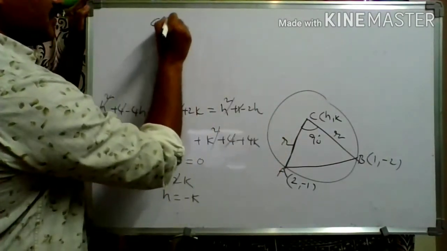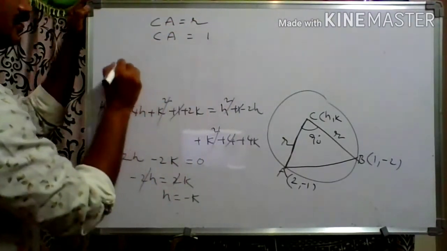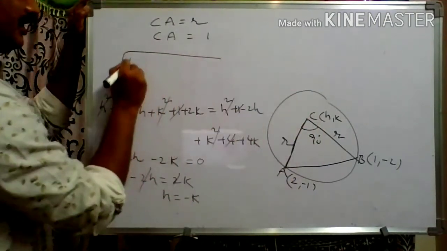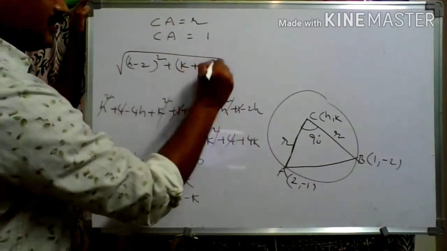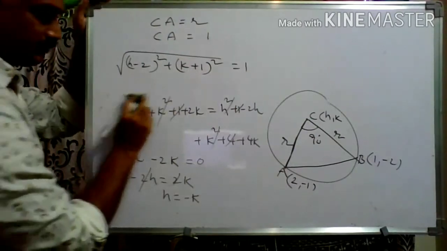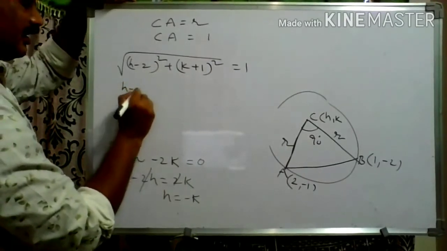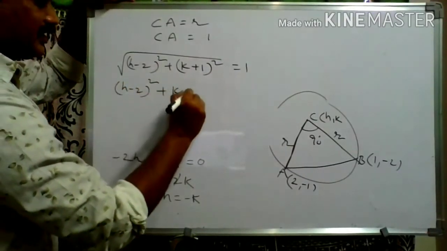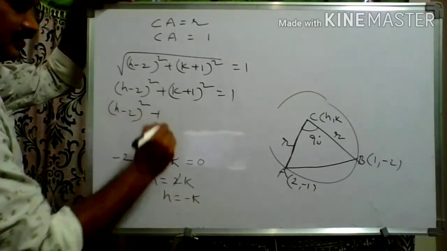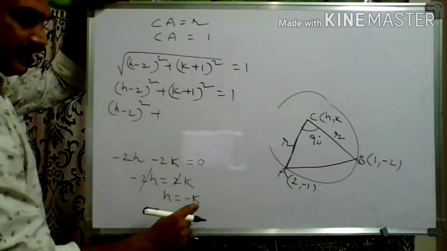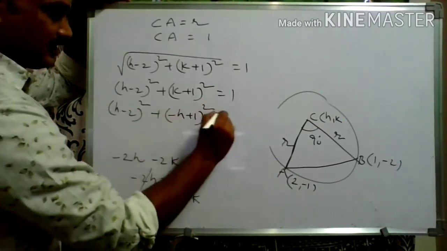Friends, the radius is equal to 1. CA is equal to R. Next, taking CA is equal to R, CA is equal to radius is equal to 1. Friends, CA is equal to the root of h minus 2 whole square plus k plus 1 whole square, which is equal to 1. Squaring on both sides, h minus 2 whole square plus k plus 1 whole square is equal to 1. In place of k, put k is equal to minus h. So minus h plus 1 whole square is equal to 1.